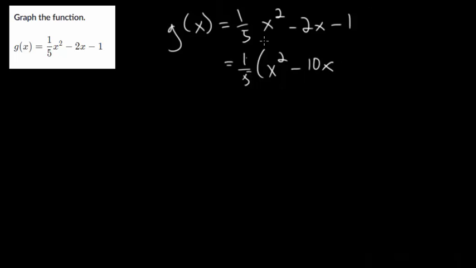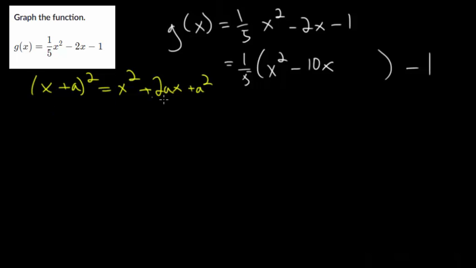And you can check this by just redistributing. And I'll leave a space so that we can complete the square and put the minus 1 on the outside. Now, let me just rewrite our formula for completing the square. And essentially, we just need to figure out what our a value is here. But we can compare it to this formula. Notice that the coefficient on x is always twice a. So in this case, our coefficient on x is minus 10. So that means that twice a is minus 10, or that a is minus 5.